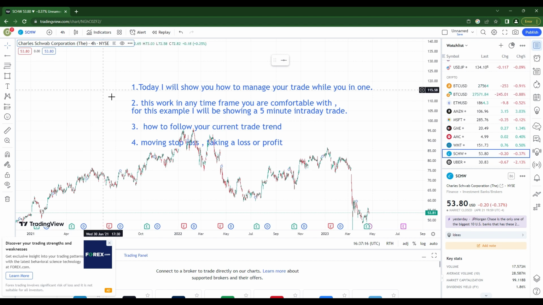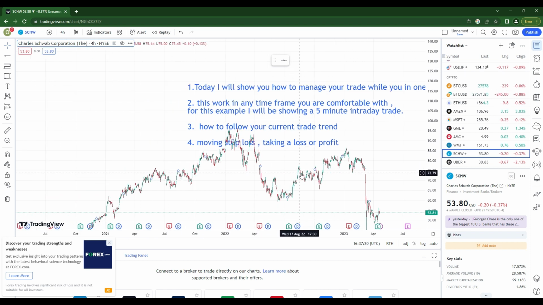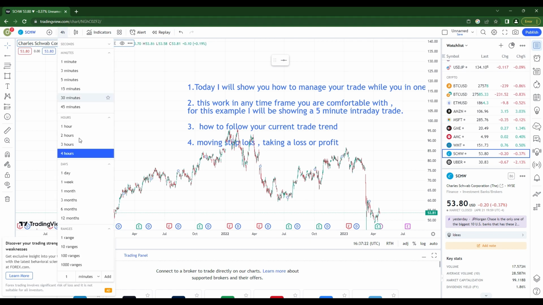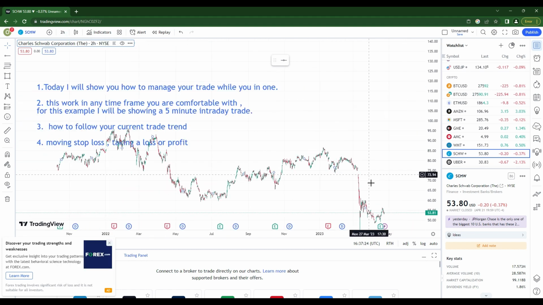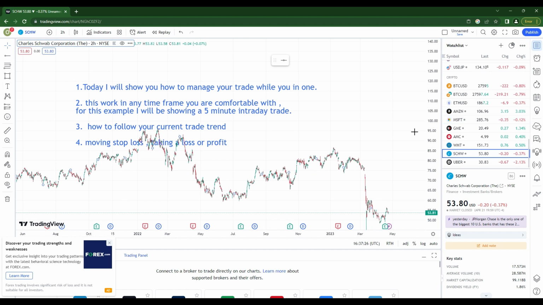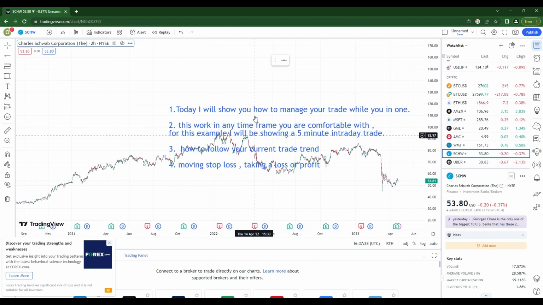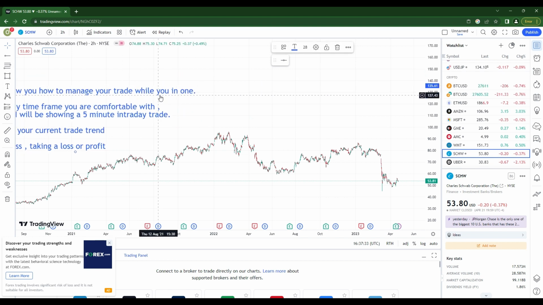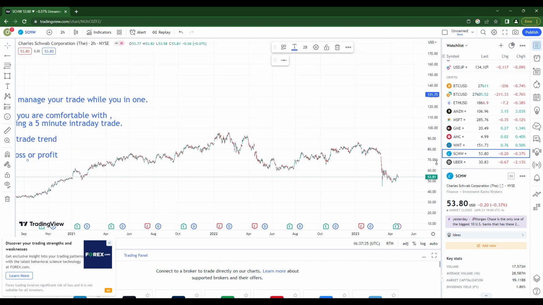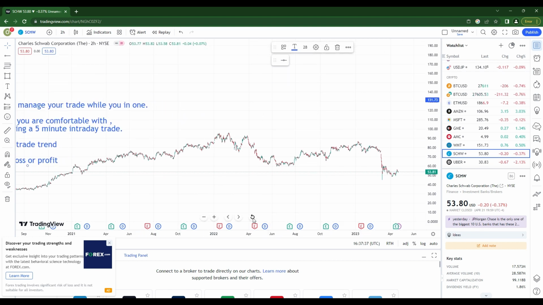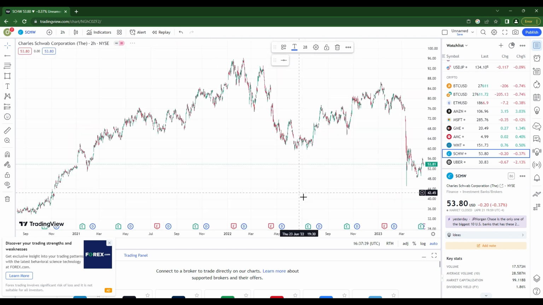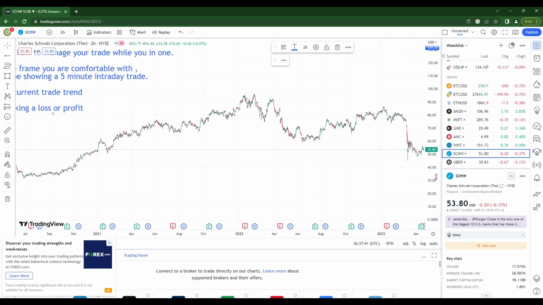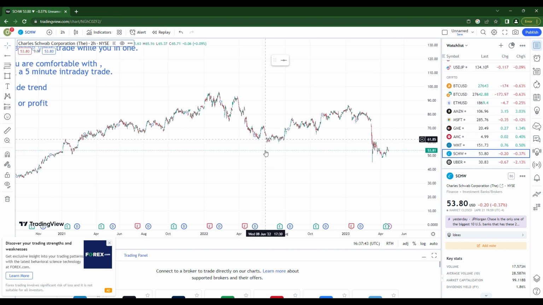Okay, so right now I have Charles Schwab Corporation. I'm going to start with that. I'm going to go into 2 hours, and I'm going to figure out the current trend. What is the current trend happening? I'm going to remove all this for now and reset this. Let's get started. So I'm in the 2 hours, and I'm going to zoom in like this and figure out what's the current trend.